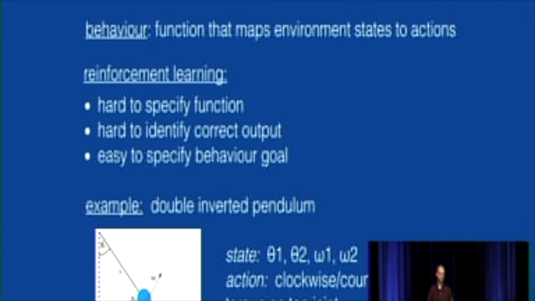So this is something that reinforcement learning excels in. And like I mentioned, it's the same for the policy manager. That's another example. It's very hard to specify the correct actions, but it's easier to specify your goal. Maybe you just want to complete a specific task, or maybe you want to do something else. This is where reinforcement learning excels, if it's easy to specify the behavior goal, but it's hard to identify the correct output.